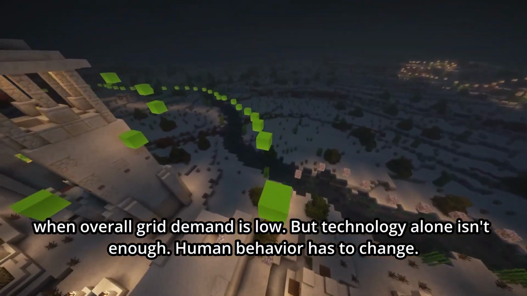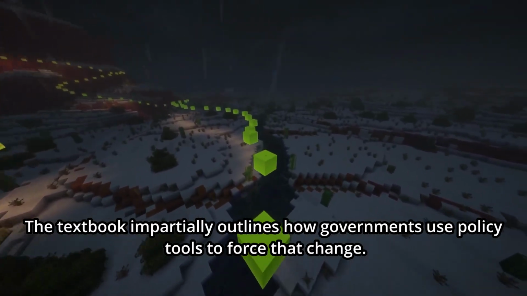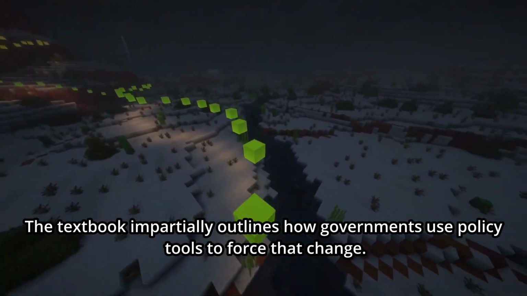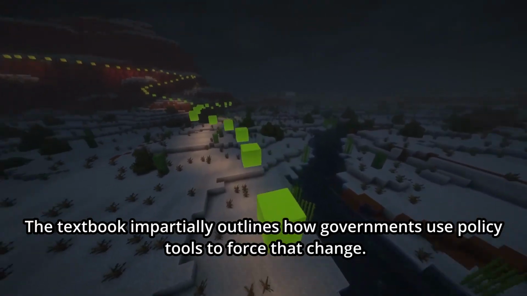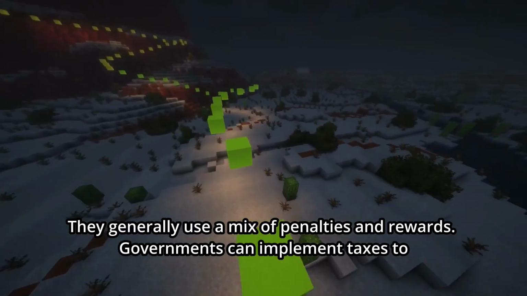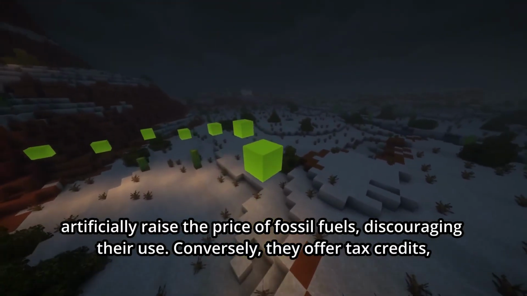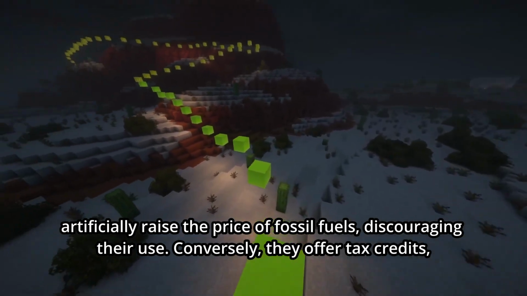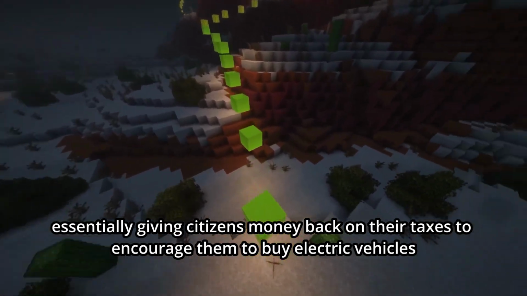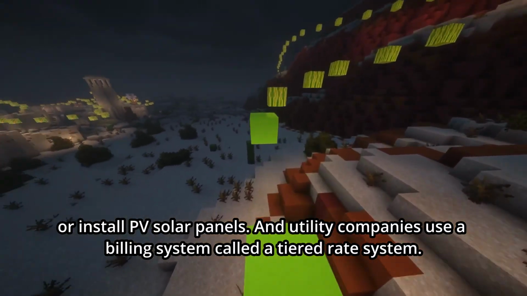But technology alone isn't enough. Human behavior has to change. The textbook impartially outlines how governments use policy tools to force that change. They generally use a mix of penalties and rewards. Governments can implement taxes to artificially raise the price of fossil fuels, discouraging their use. Conversely, they offer tax credits, essentially giving citizens money back on their taxes to encourage them to buy electric vehicles or install PV solar panels.